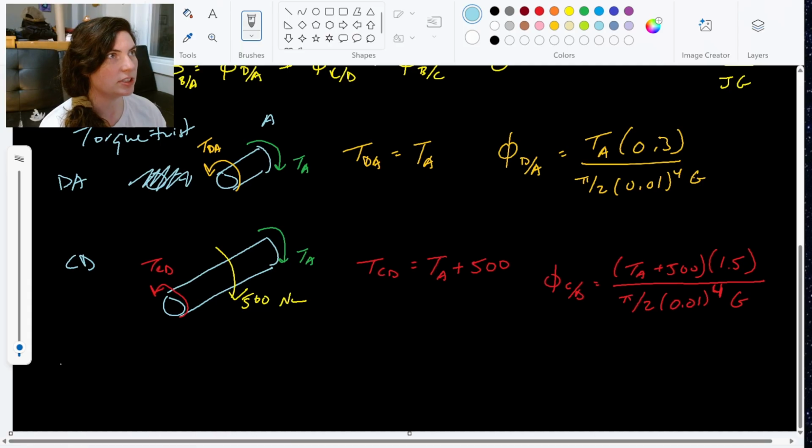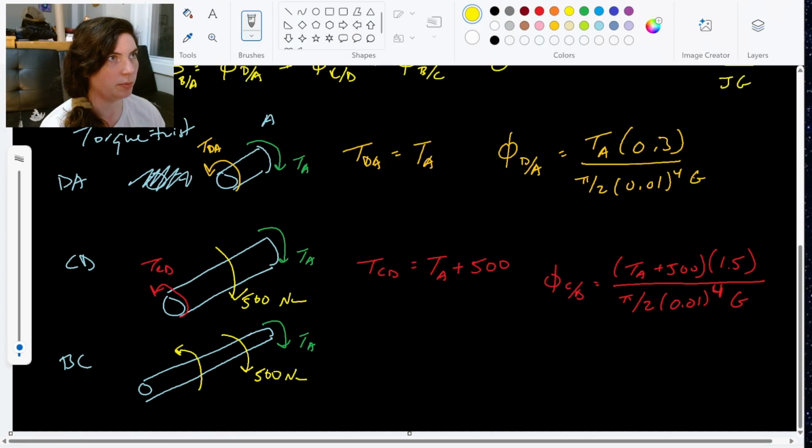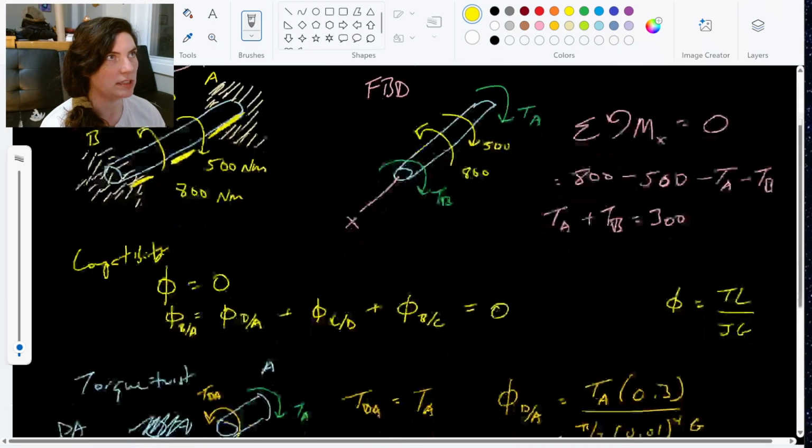All right, last section, BC. It goes up until not quite touching B. So it has the TA reaction, has the 500 Newton meters, and also includes that 800 Newton meters that's at C. And I think that is the right way. It goes counterclockwise. Yes, it does. Excellent.